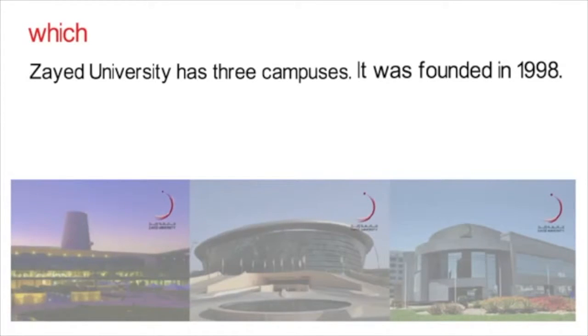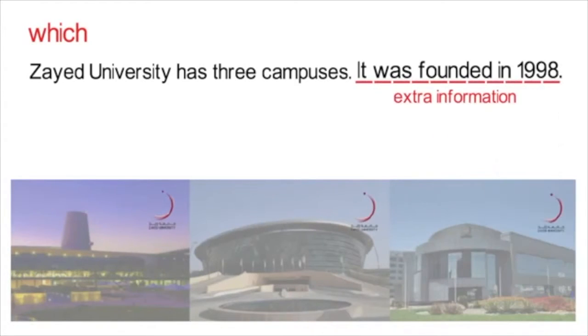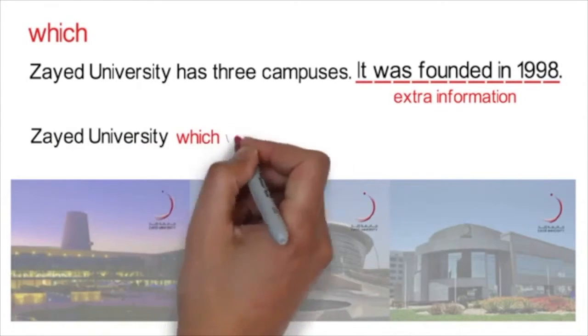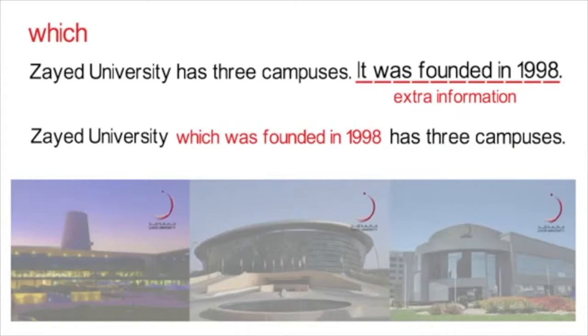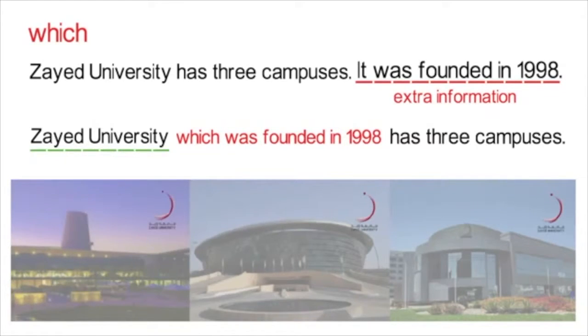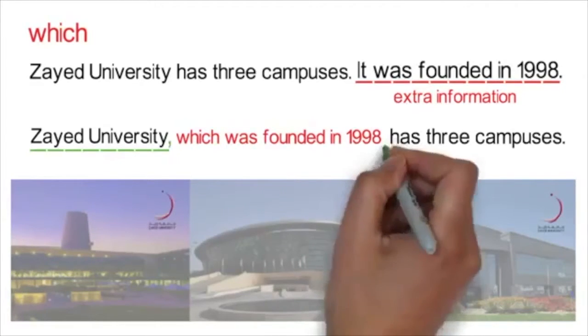Let's look at the first sentence. It is easy to understand. Zayed University has 3 campuses. But what if I want to add extra information about when it was established? We would then say, all right, Zayed University, which was founded in 1998, has 3 campuses. Which was founded in 1998 goes after the noun Zayed University, because that is the information being referred to. Remember to use the commas.